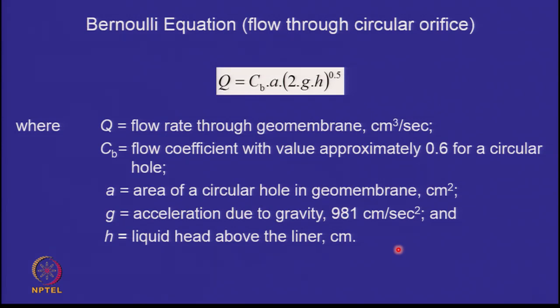We are now looking at, if I make 2 holes, what is Q? Please do this computation for me. In this formula you can use CB equal to 0.6 and you'll have to multiply this with 2 because this is per hole. Okay? G is 981 and H will be 30.